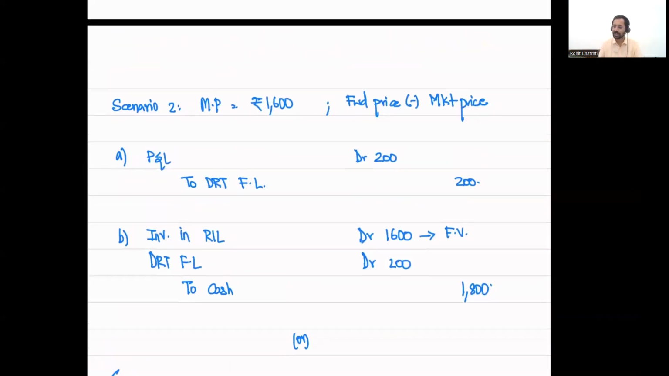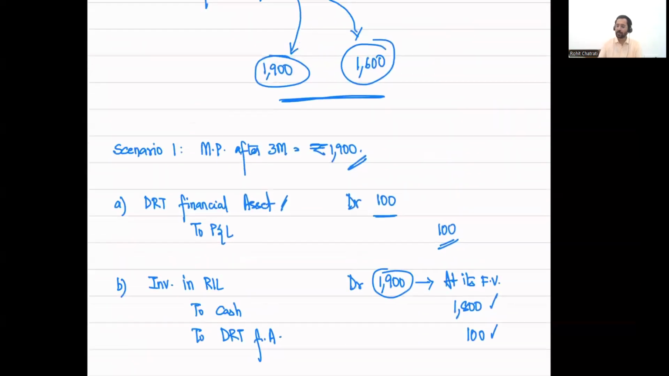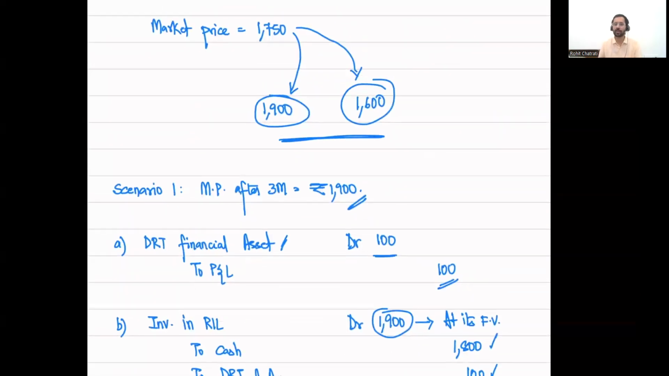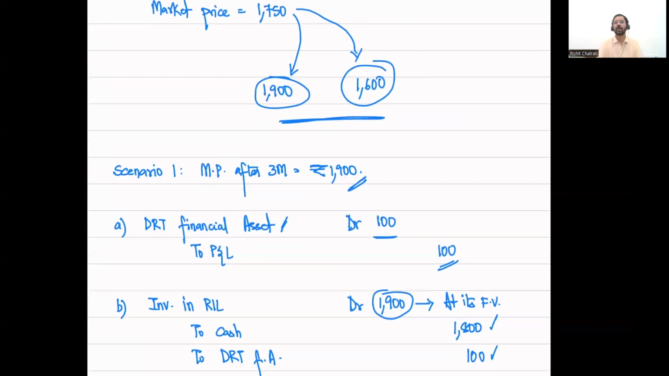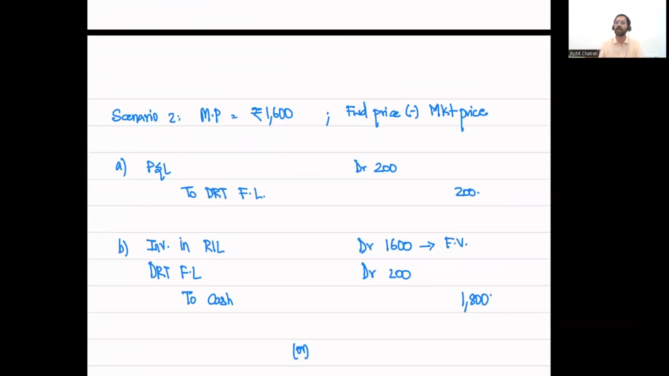All right. So just like over here, what we did is we directly reached the end of third month and we said that at the end of third month, when market price is 1900, then I have a gain of 100 rupees. And I created a financial asset worth 100. Alternatively, I created a financial liability worth 200. I'm asking you to do the same thing. The only difference is instead of on the settlement date, you are now on the balance sheet date.